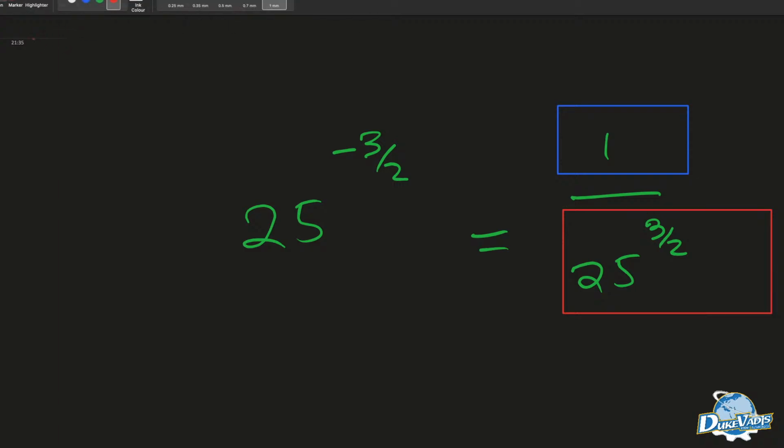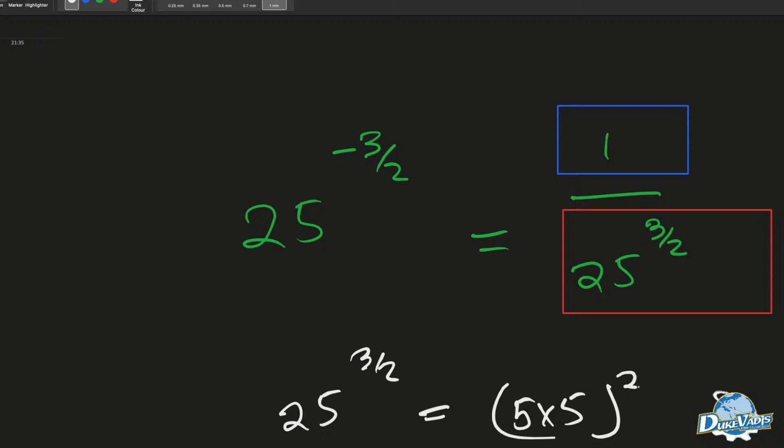We know for sure that we can break this down easily, because 25 raised to the power 3 over 2 can be written as 5 times 5, all squared, and we have our 3 over 2 sitting outside.